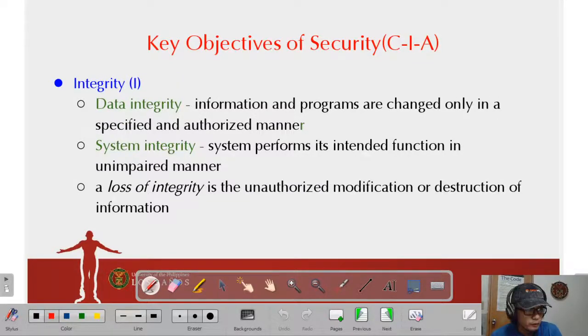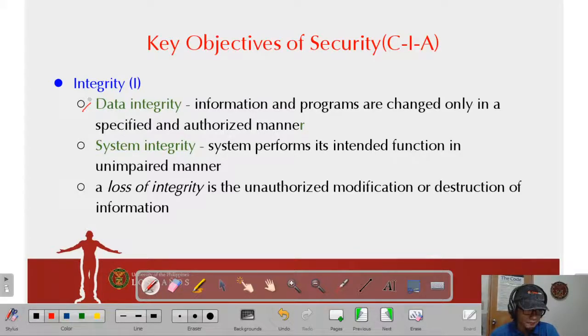The second key objective of security is integrity. And there are two types of integrity. We have data integrity and system integrity. When we say data integrity, the information and programs are changed only in a specified and authorized manner. An example of this will be your grades. Okay?